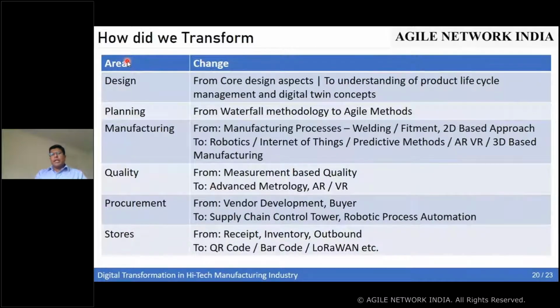In core manufacturing area, from the manufacturing processes like weldment, fitment, 2D based approach, we transitioned to robotics, Internet of Things, predictive methods, AR, VR, 3D based manufacturing. One technology which was the most transformative was from a 2D based approach to a 3D based approach. We could successfully do that by strong infrastructure support, strong communication methodology, and some of the cutting edge tools which were only enabled recently. On the quality front, also we have moved from the measurement based quality approach to an advanced metrology based quality approach.